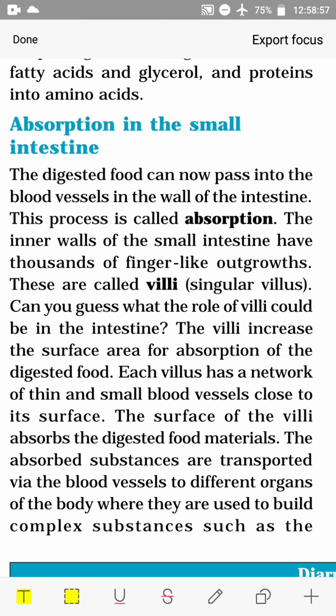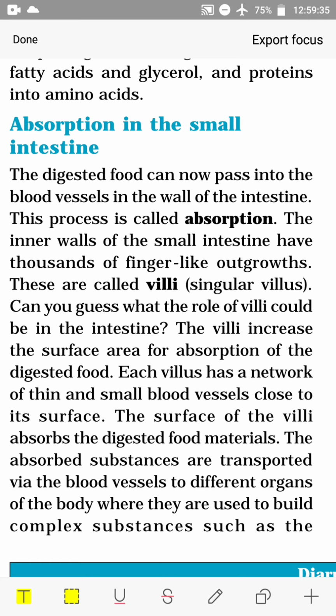The inner walls of the small intestine have thousands of finger-like outgrowths. These are called villi, singular villus. So it has finger-like projections. Now what may be the function of it? The villi increase the surface area for absorption of the digested food. Each villus has a network of thin and small blood vessels close to its surface. The surface of the villi absorbs the digested food materials. The absorbed substances are transported via blood vessels to different organs of the body.